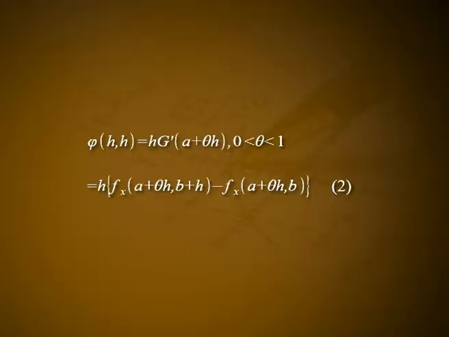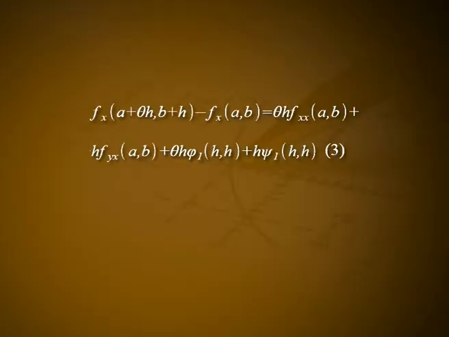Since f_x exists in a neighborhood of (a, b), the function g(x) is derivable in the closed interval [a, a + h], and therefore by Lagrange's mean value theorem we get from 1, φ(h, h) is equal to h·g'(a + θh) for 0 < θ < 1, which is equal to h[f_x(a + θh, b + h) − f_x(a + θh, b)]. Let it be equation number 2.